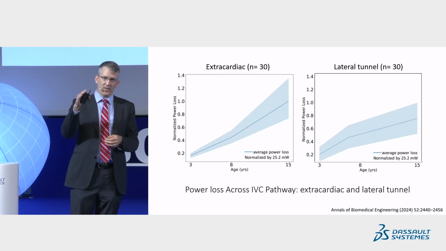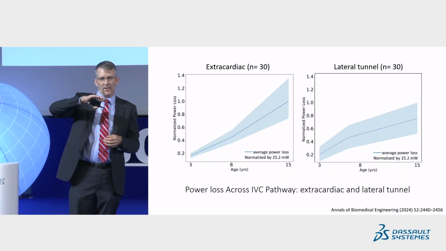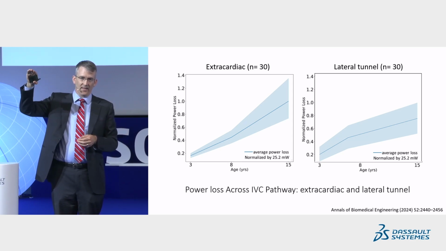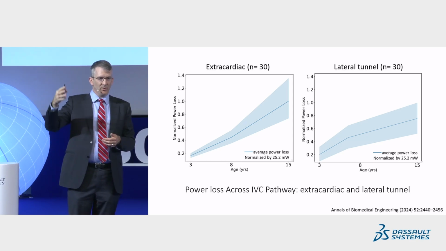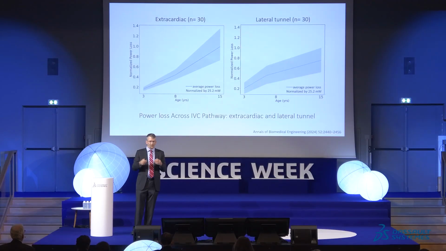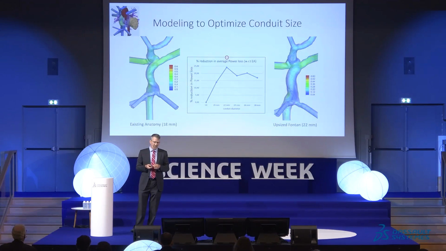And when we looked at these patients as they grew, what we're finding is the energy loss across the Fontan conduit goes up dramatically as you get older, in part because the flow goes up and in part because your distribution changes and completely flips. And so this is creating a whole new paradigm for how we're thinking about these Fontan patients as they age.